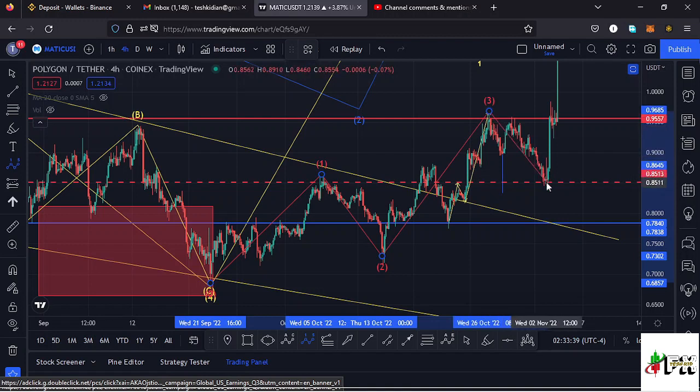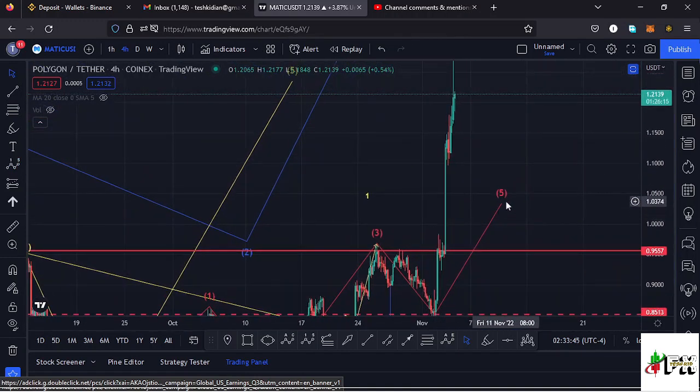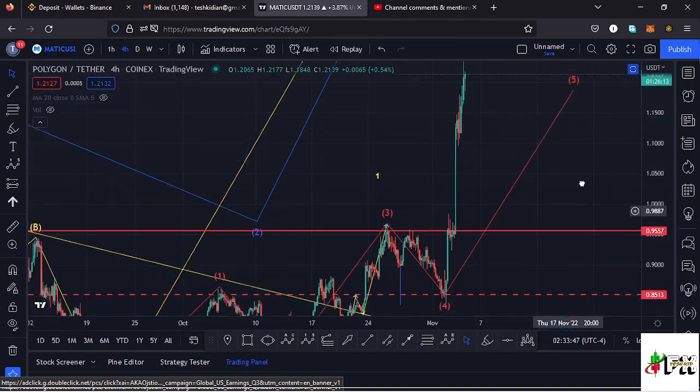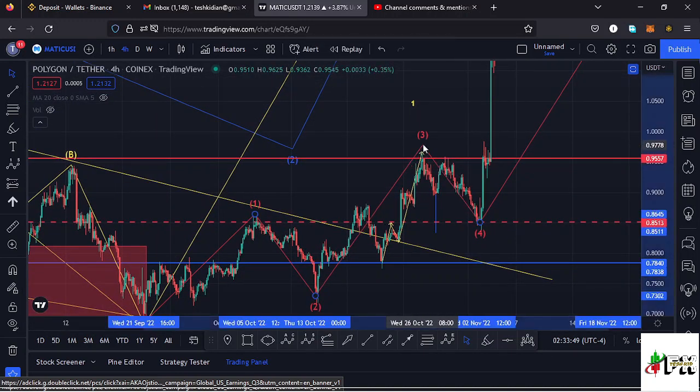Then we retraced over here in the formation of a fourth wave, then saw a very nice impulsive movement to the upper side in the formation of a wave 5. And getting a little bit into the details of the formation of this fractal wave right here to give us the key scenarios that we expect next.